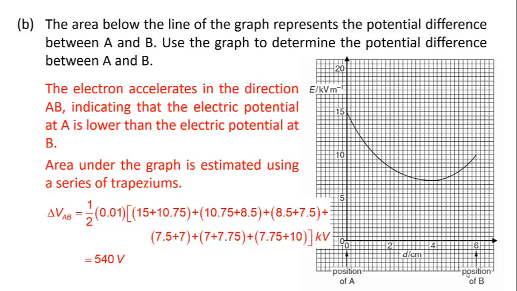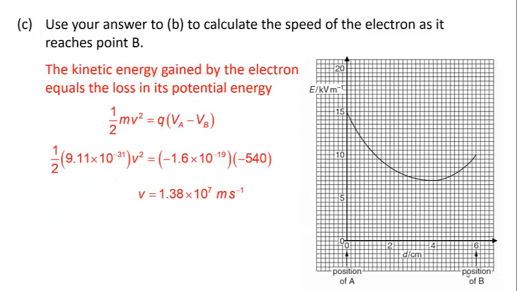So the potential difference is 540 volts. The kinetic energy gained by the electron equals the loss in its potential energy. So velocity is 1.38 times 10 to the power 7 meters per second.